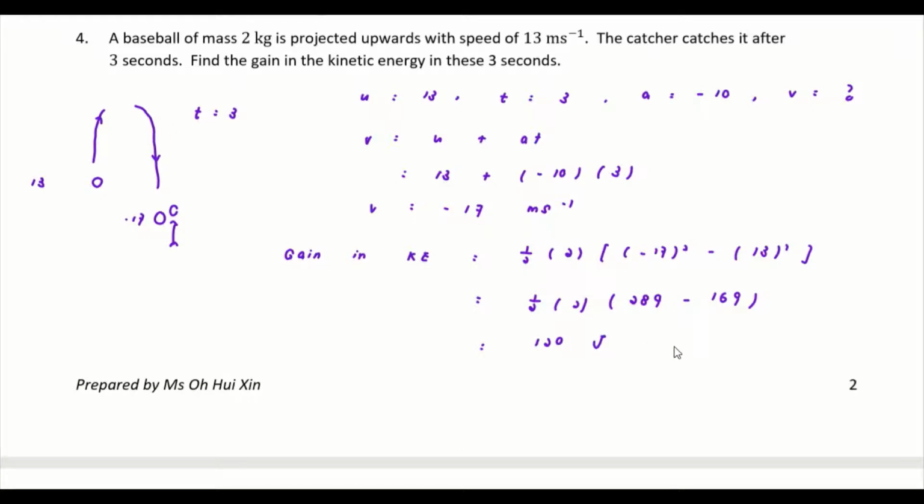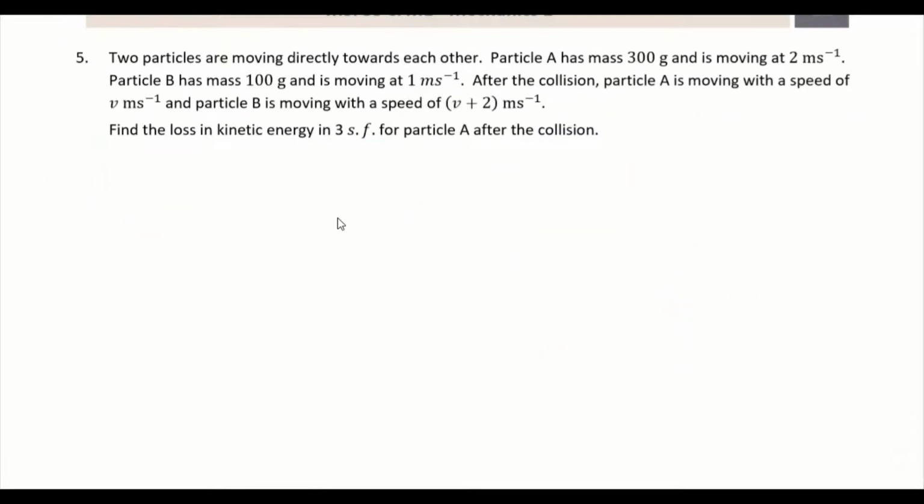So let's look at another one before we move on to gravitational potential. This is a question relating momentum to kinetic energy. As you can see, there are two particles and a collision occurs. Two particles are moving directly towards each other. So we have particle A, and let's make it slightly bigger. They are moving towards each other, like this. Then we have particle B as well.